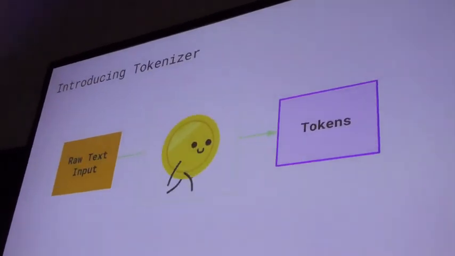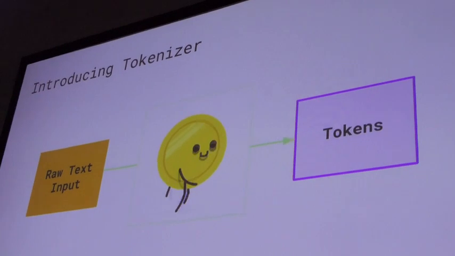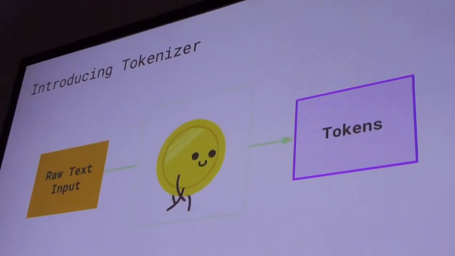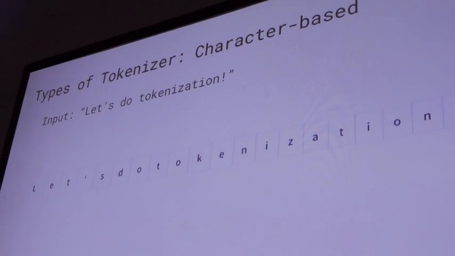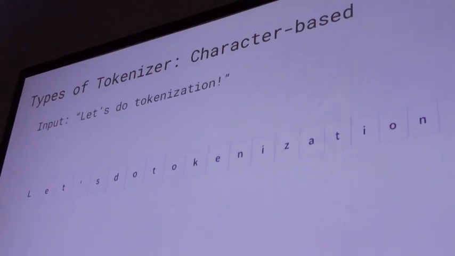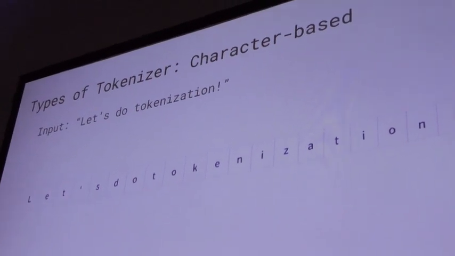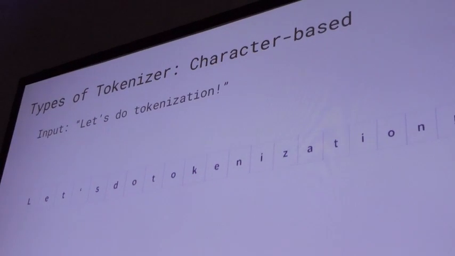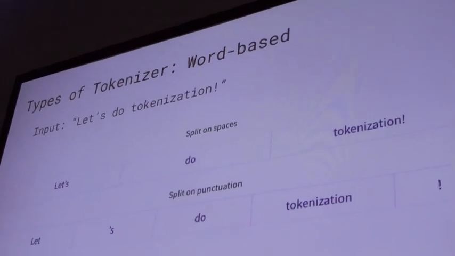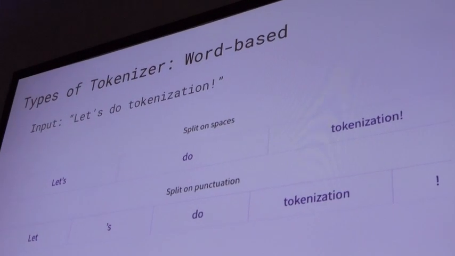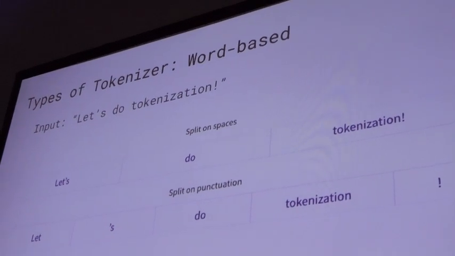Here we introduce the tokenizer. Tokenizer breaks down text into smaller manageable pieces called tokens. There are many types of tokenizers we can use, the most simple one being character-based, which means we slice the input sequence into smaller tokens by breaking up the characters. Another strategy is tokenizing every individual word by splitting on spaces or punctuation.